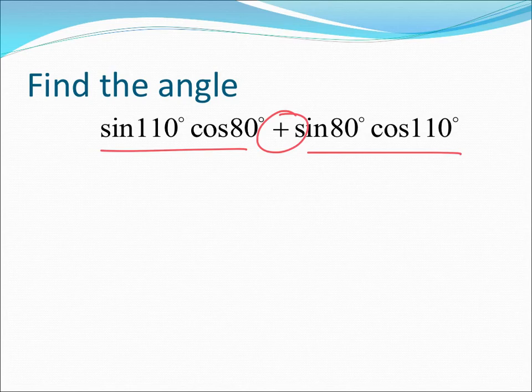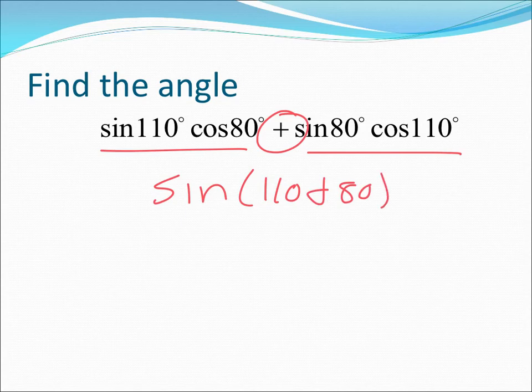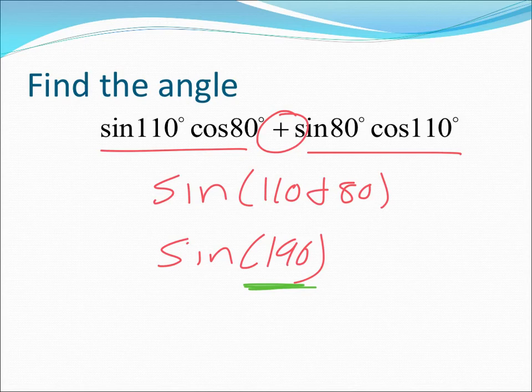So I'm going to go ahead and add those two angles together, which are 110 and 80, and just rewrite that as the sine of 190. Now at this point, if this angle had been on the unit circle, I would expect you to simplify it. But since it does not, that's all we can do, and that's our answer.